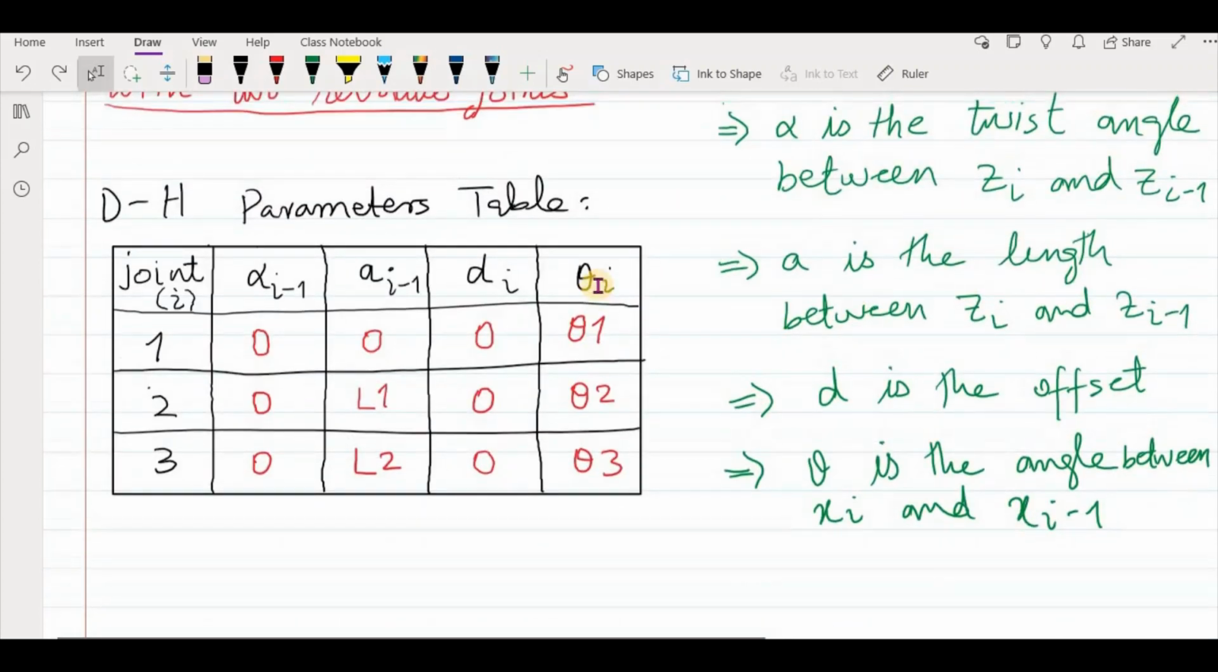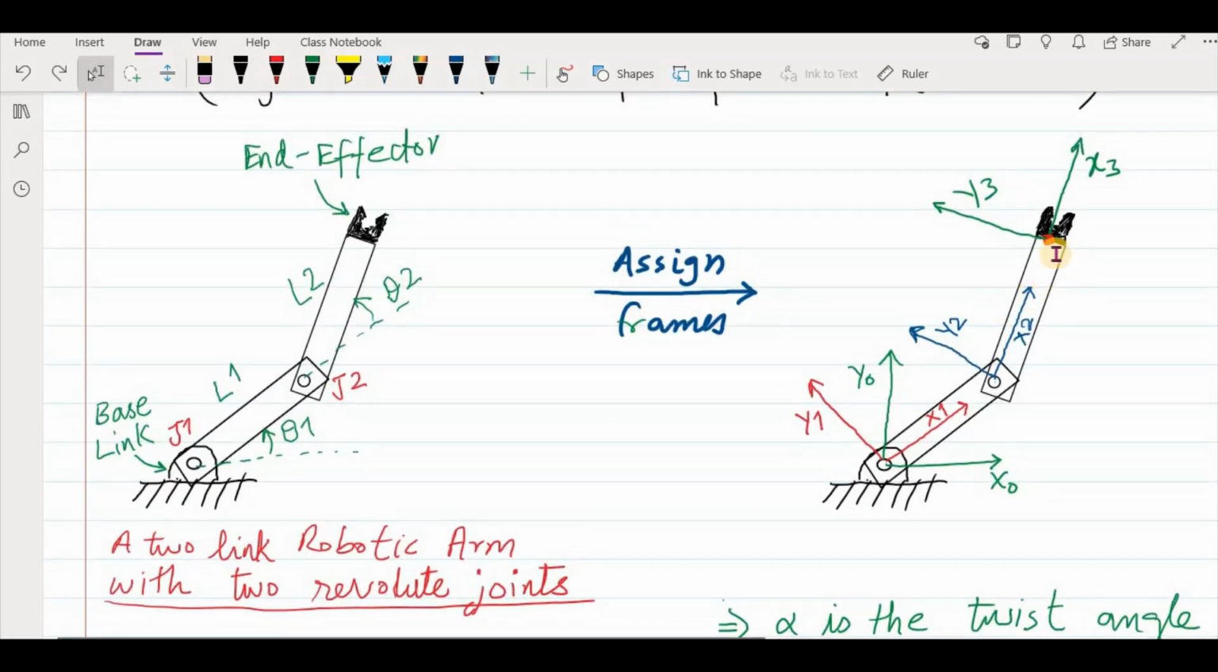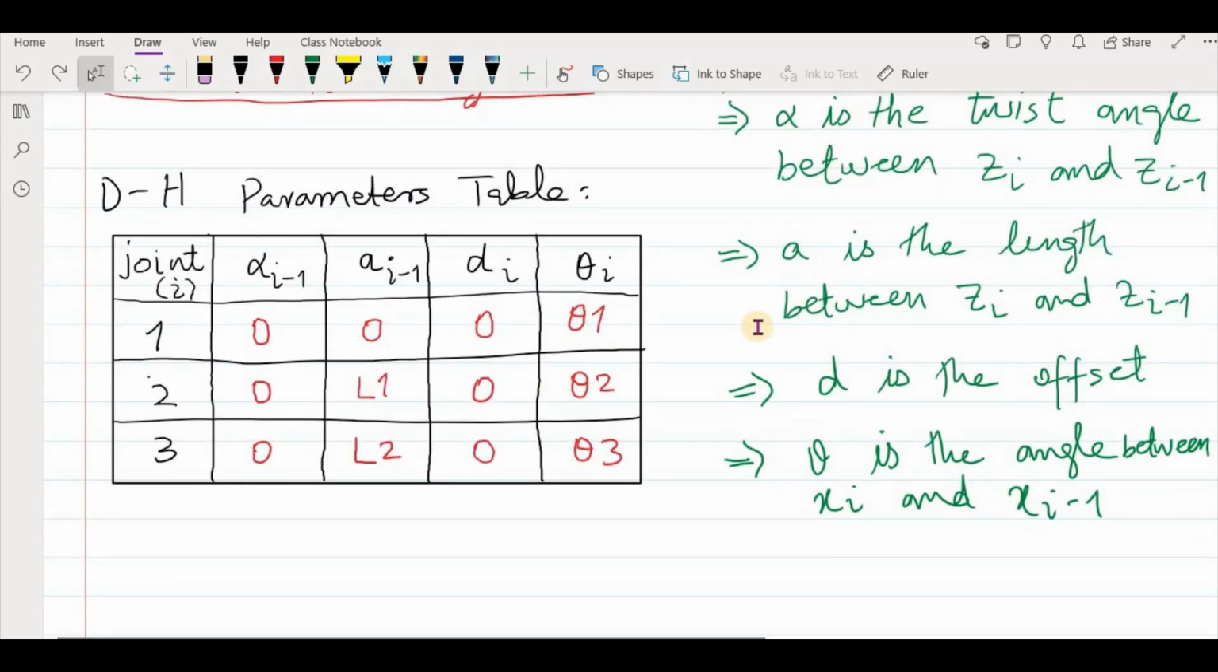And finally, the angle theta. Since the angle theta is the angle between the x-axes of these two frames, which are x3 and x2, as you notice, the angle is 0, because both of these two axes are parallel. So here we put the value of theta equal to 0.